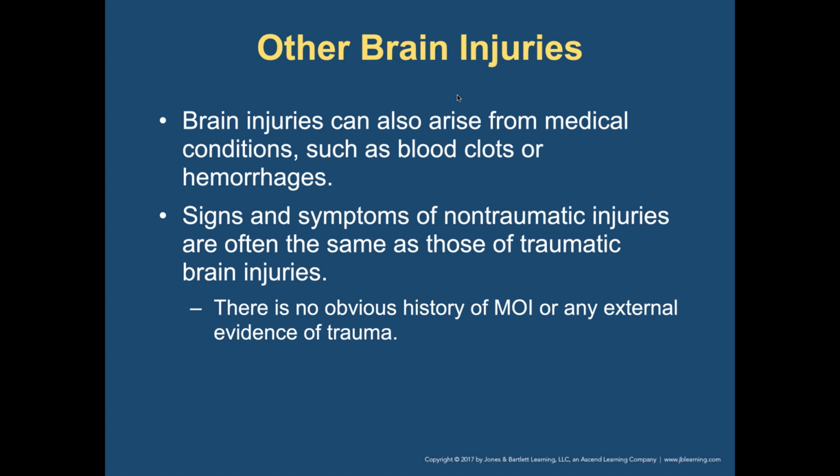All right, so then some other injuries. Brain injuries can also arise from medical conditions like blood clots or hemorrhages. You can get brain injuries from certain illnesses like meningitis. Problems with the blood vessels, high blood pressure, or other problems may cause spontaneous bleeding into the brain, affecting the patient's level of consciousness. Some medications can do this. This is known as altered mental status. The signs and symptoms of non-traumatic injuries are often the same as those of TBIs. There just won't be an MOI for you to assign to it, like, you look like you have the signs of somebody who hit their head, but you're just sitting in your recliner.